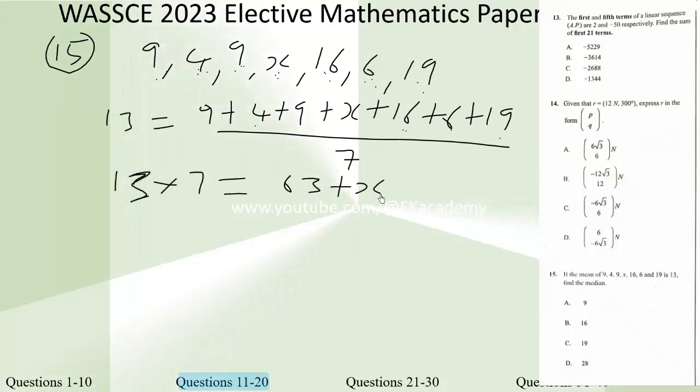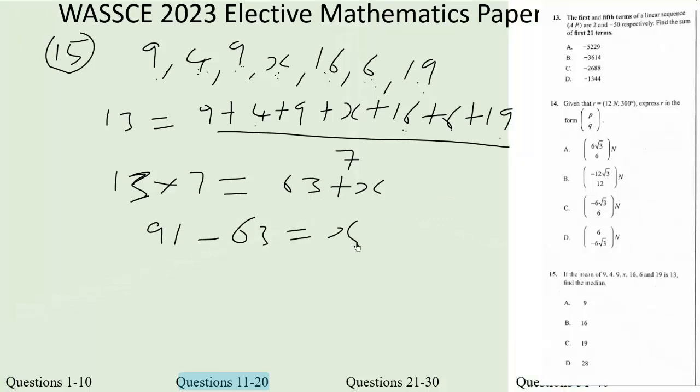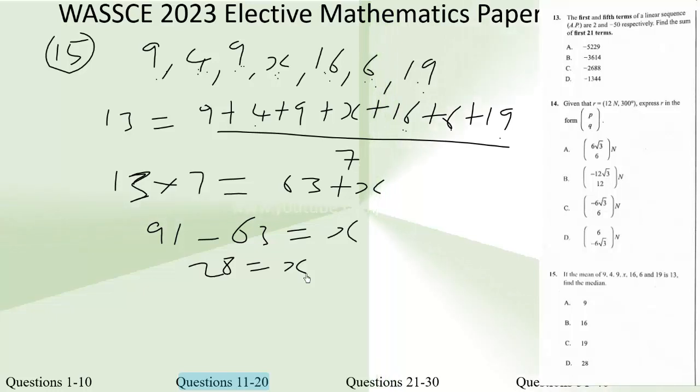Now 13 times 7 will give us 91. So 91 minus 63 will be equal to x. So 91 minus 63 is 28. So x is equal to 28.